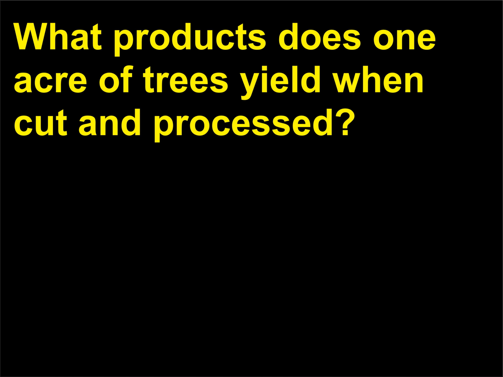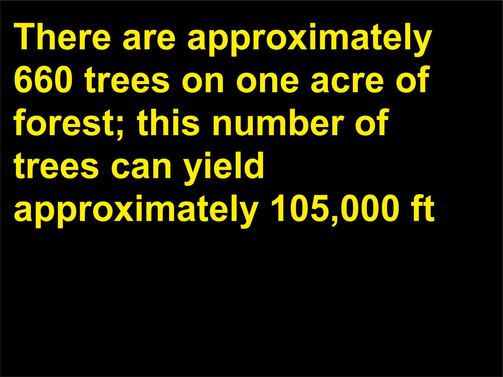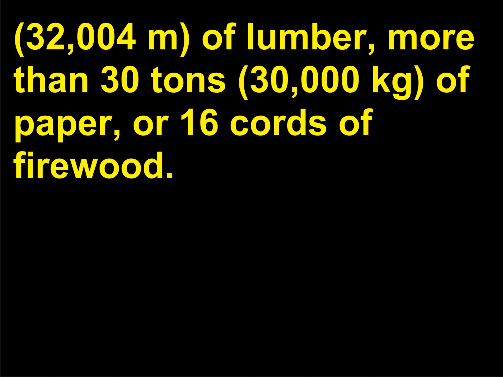What products does 1 acre of trees yield when cut and processed? There are approximately 660 trees on 1 acre of forest. This number of trees can yield approximately 105,000 feet, 32,004 m, of lumber, more than 30 tons, 30,000 kilograms, of paper, or 16 cords of firewood.